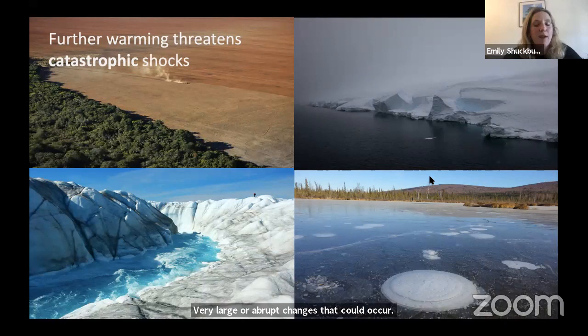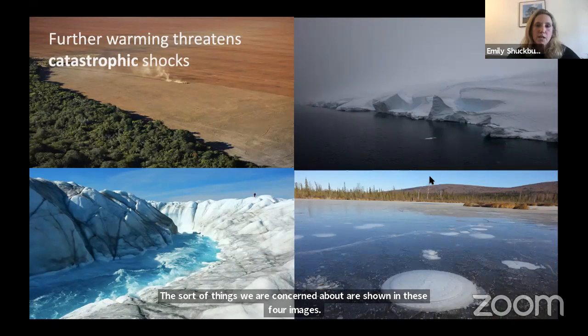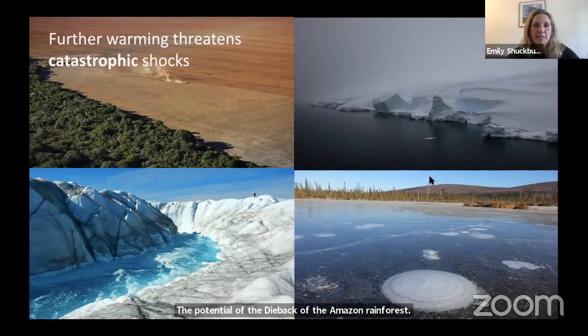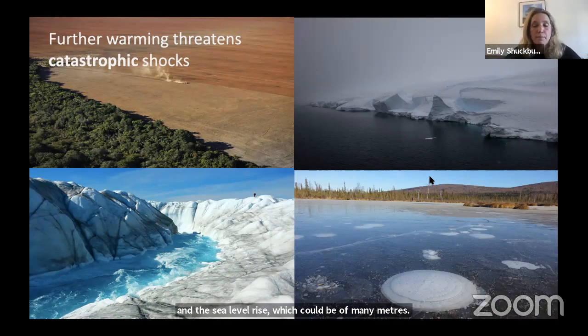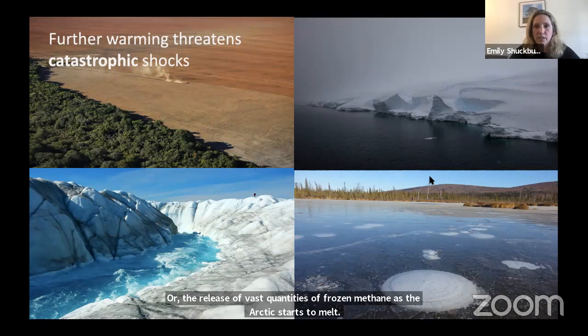The potential for the very rapid dieback of the Amazon rainforest, the potential for the collapse of the vast ice sheets covering Greenland and West Antarctica, and the ensuing global sea level rise, which could be of many meters. Or the release of vast quantities of frozen methane as the Arctic starts to melt. And methane is a much more powerful greenhouse gas than carbon dioxide. We know that in the past, abrupt and rapid climate change has occurred. And the concern is that as the world warms up, the risk of these sorts of catastrophic events occurring increases.